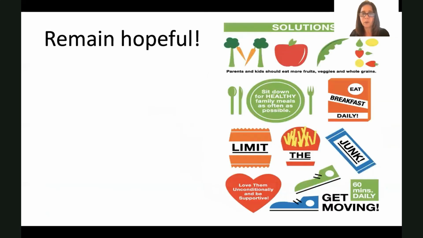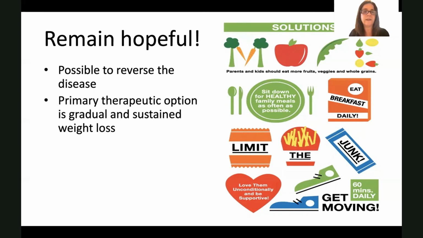So I think most important is to remain hopeful. You really want to impress on patients that, okay, I found this and we have to reverse this disease. We need gradual and sustained weight loss. And to do that, we have to engage in healthy lifestyles with parents and kids, eating more fruits, veggies, whole grains, sitting down as families, basically limiting junk food and exercising, really going for that exercise as a big piece for these kids.